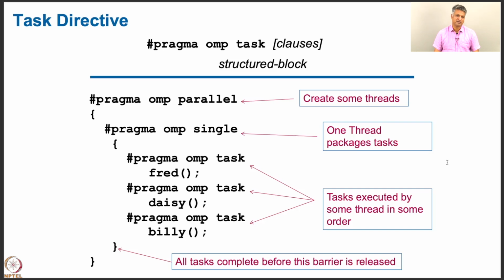So essentially what this block of code is doing is that the single thread packages 3 different tasks, but the tasks themselves are now being executed by different threads. Which threads? We do not have control over it. This is taken care of by the operating system.